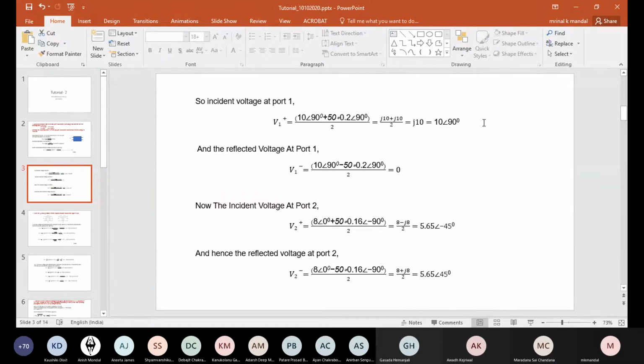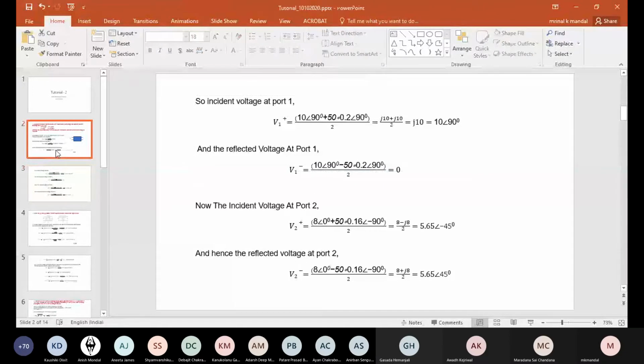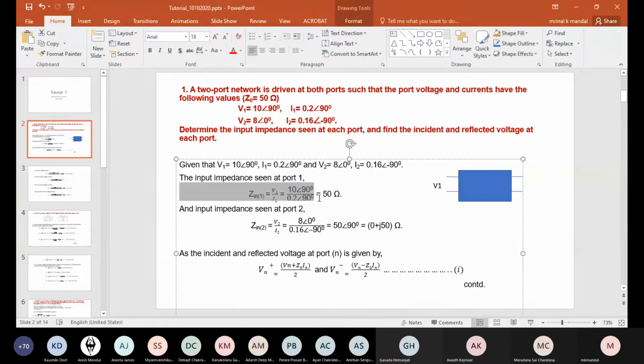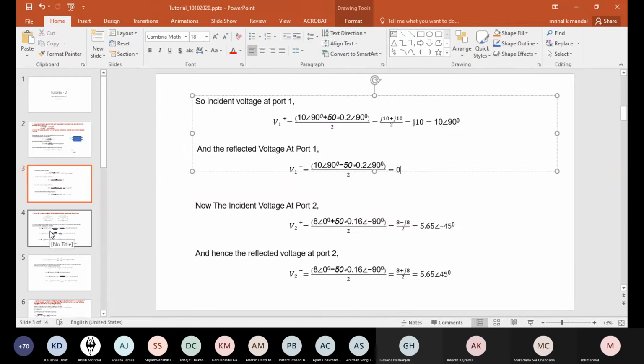Now what about the reflected voltage? If for incident voltage it is plus, then for reflected voltage it should be minus. So then this is 10 angle 90 minus 50 into this current into port impedance. It's coming 0. Well, that it should be, because you see input impedance we already derived as 50 ohm. Now a 50 ohm port is connected to a 50 ohm network, so there should not be any reflection. That is also coming from this analysis.